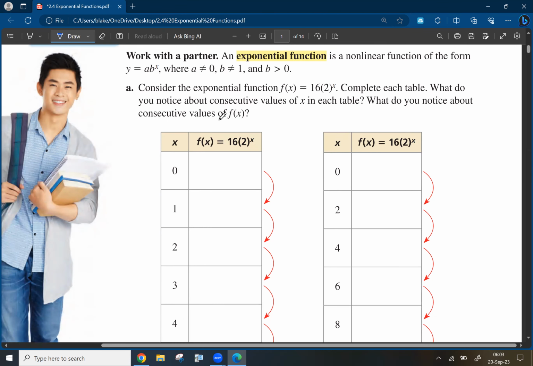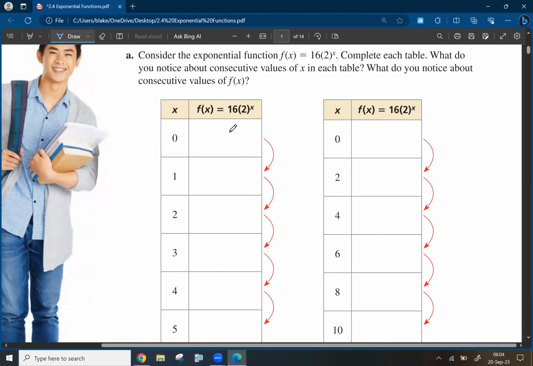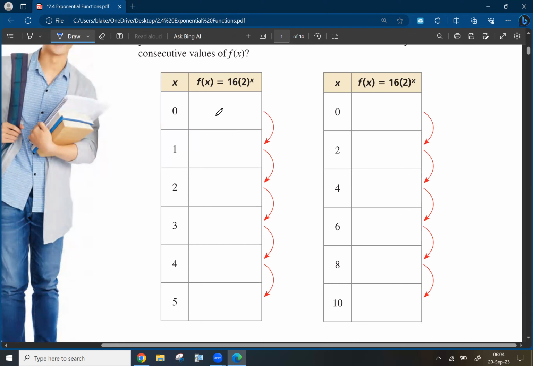All right. So consider the exponential function, really the two here below. It's the same one. Complete each table. What do you notice about consecutive values of x in each table? What do you notice about consecutive values of f of x? You would fill this in together, and you can grab a calculator. For example, this is 16 times 2 to the 0 power. You'd plug 0 in for x. So, 16 times 2 to the 0 power.